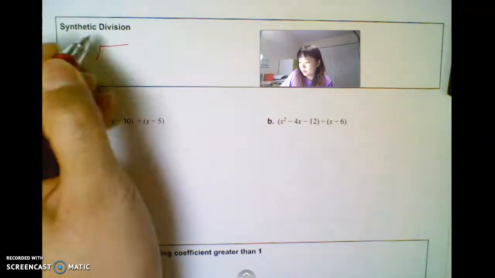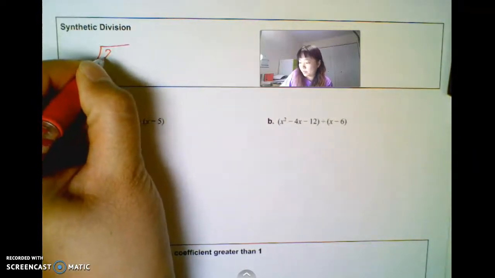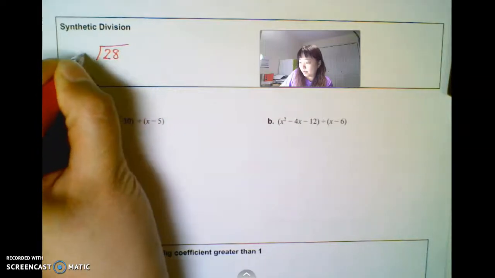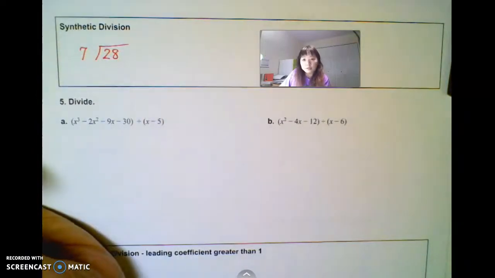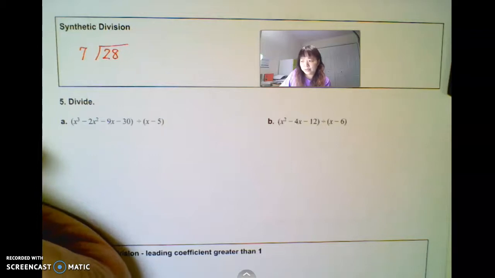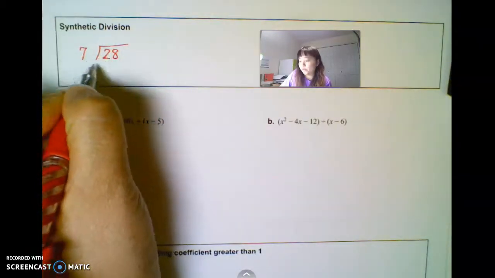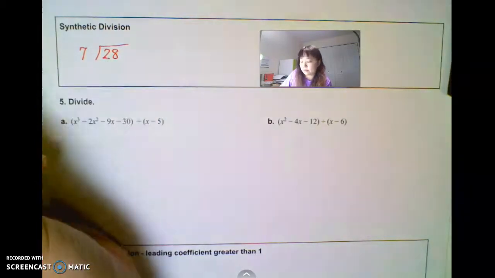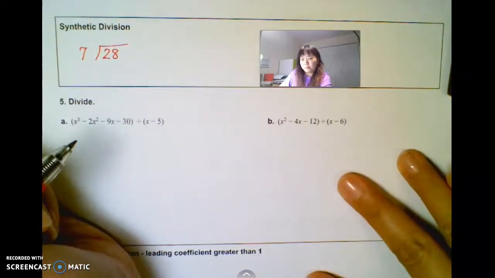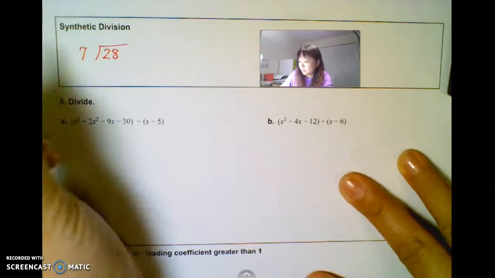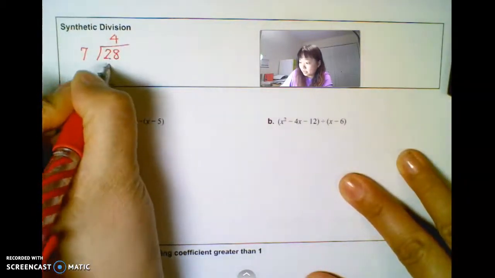Let's say it was, I don't know, 28 divided by 7. You know how to do this since you're like 3rd grade. So what do you get when you do 28 divided by 7? How many times does 7 go into 28? Well, 4 times, right? That's kind of how we do this.